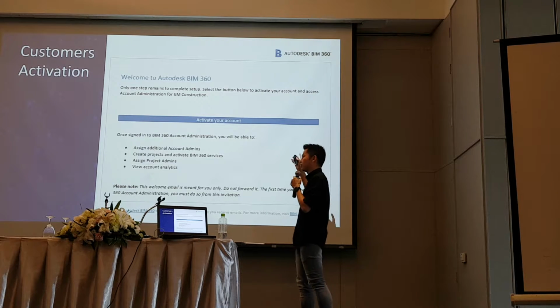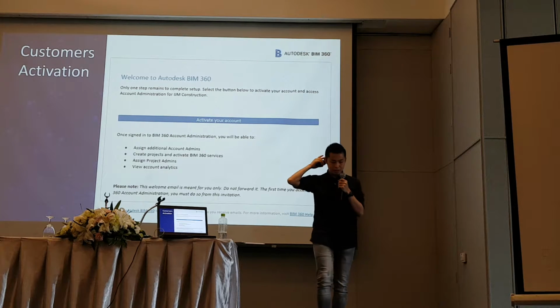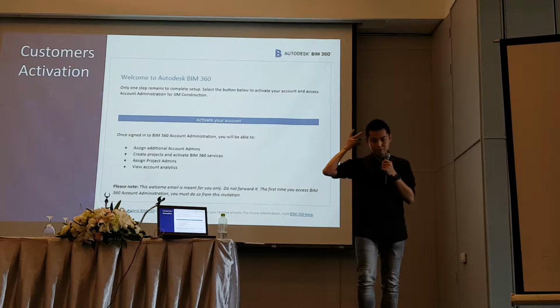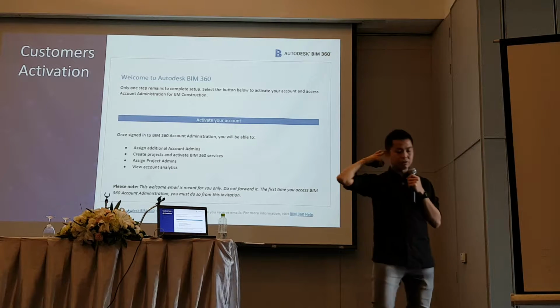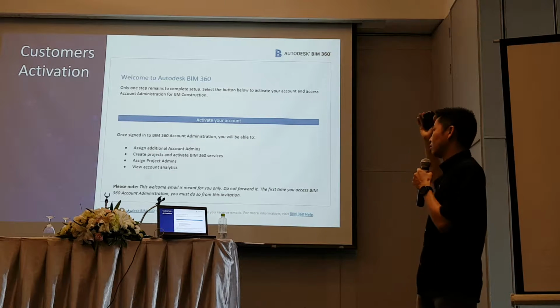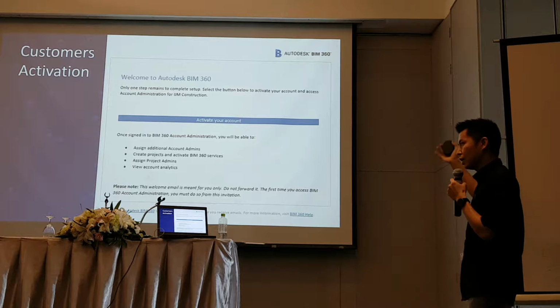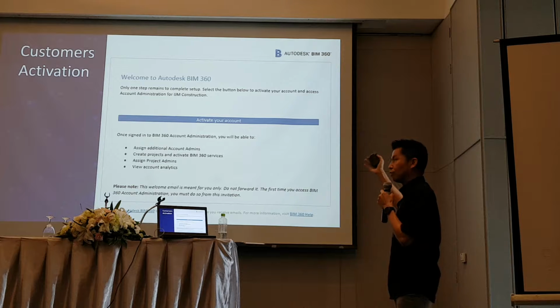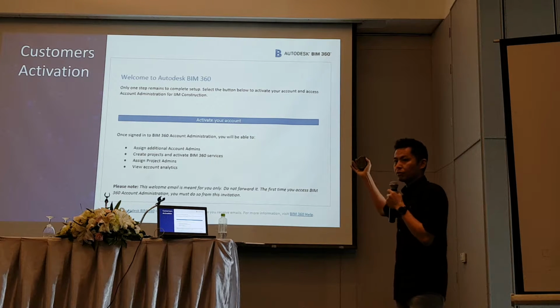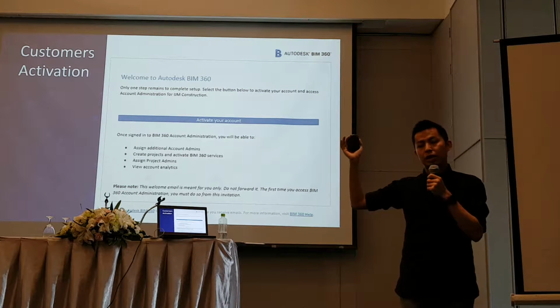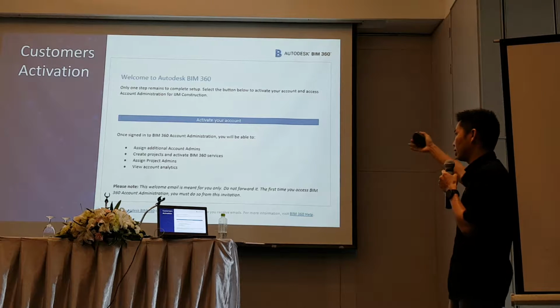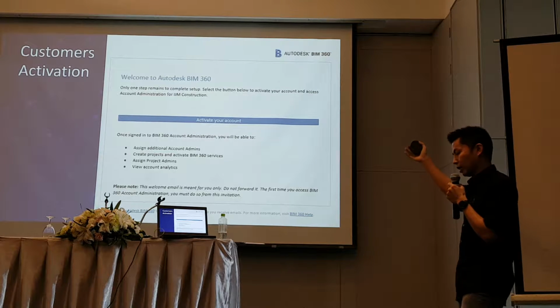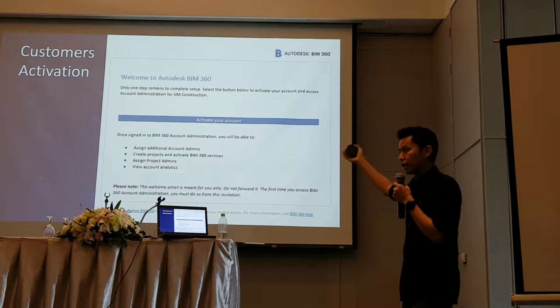They should have received one email. The biggest issue is customers don't receive the email, regardless of whether it's our system error or they ignore emails. But always ask them to check whether they received an email. Without this email, there is no way for them to go into their BIM 360. They need to activate your project or activate your account. Then only can they go into the admin account.